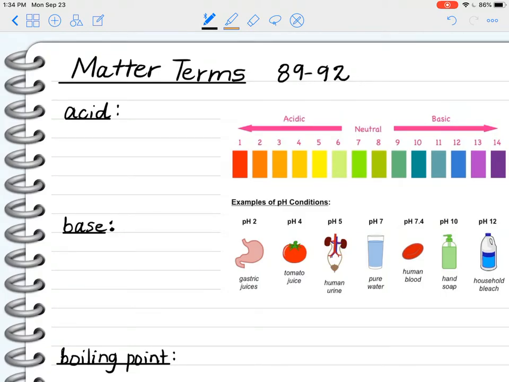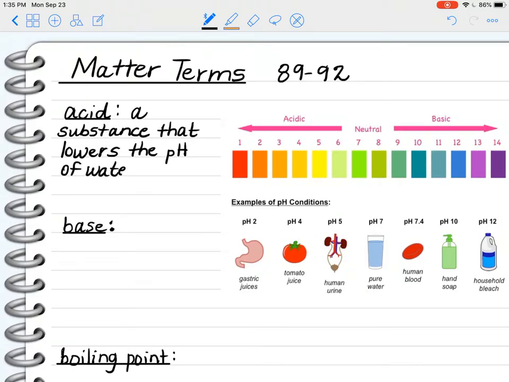So the first thing we need to define is an acid. And an acid is a substance that lowers the pH of water when added to it. So if you put an acid in water, it's going to lower the pH.